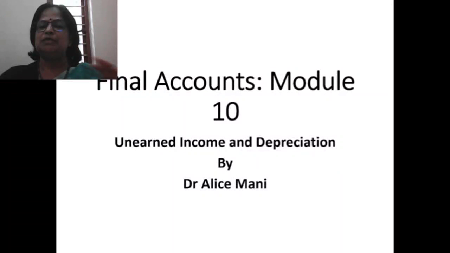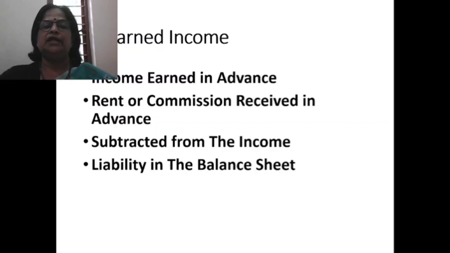So now what do you mean by unearned income? Income earned in advance. For example, sometimes rent or commission we received in advance. Sometimes the tenant is going out of city or out of town. They may give the rent in advance. That meaning it may be related to next financial year, but you have received it. So what will be the adjustment? Two adjustments will be there because unearned income will appear outside the trial balance. First adjustment you have to remember, it will be subtracted from the income. Second is it will appear as a liability in the balance sheet.